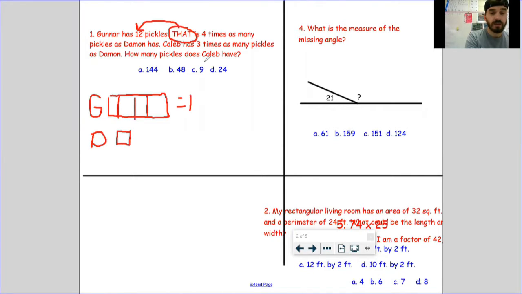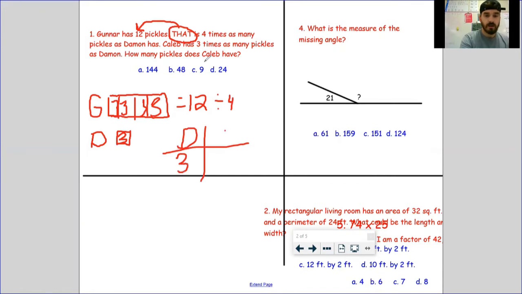Now, I also know Gunnar's picture has got to be equal to 12. So if I take that 12 and I split it between Gunnar's boxes, that's going to show me that there's 3 in each box. Now, by doing that, really we just got Damon's total, which is 3. We need that number because it's saying that Caleb has 3 times as many as Damon. Well, if Damon has 3 and Caleb has 3 times as many pickles as Damon, all I would have to do there is 3 times 3, and that would give me C, which is 9.